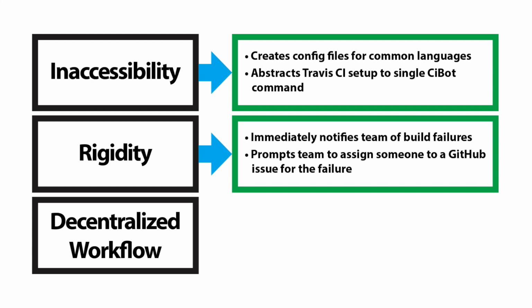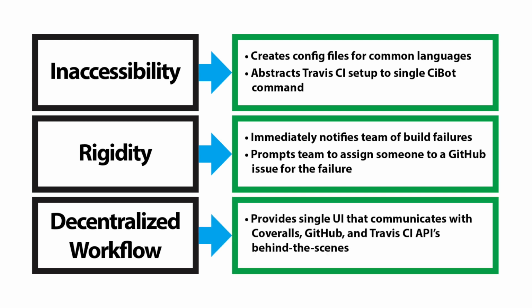To solve CI's rigidity problem, CiBot immediately sends a notification to the Slack channel associated with the project when a build failure occurs. It then prompts the team to assign one or more team members to resolve the build failure and creates a GitHub issue with these assignees. This allows for on-the-fly delegation for resolving errors, allowing the rest of the team to continue the tasks at hand.